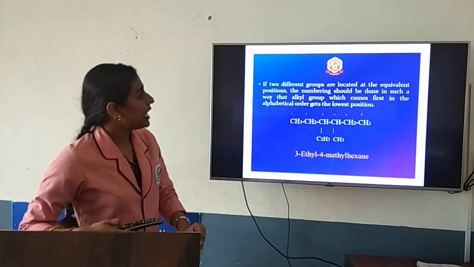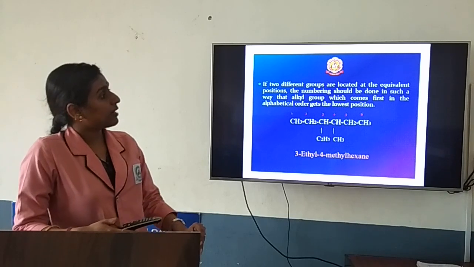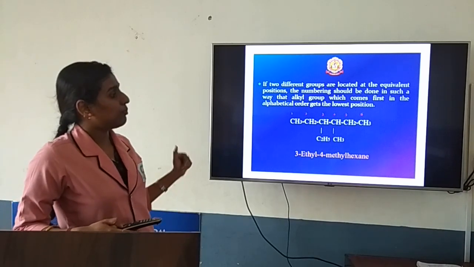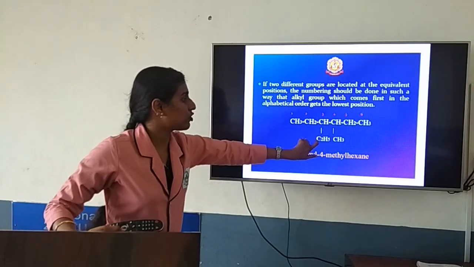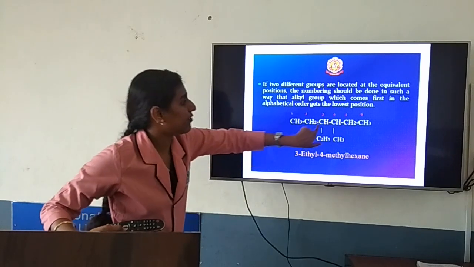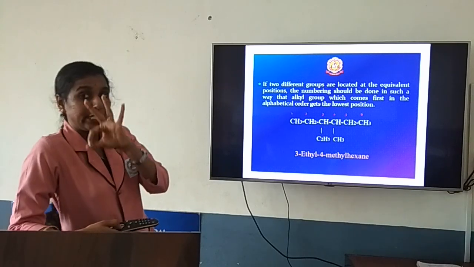Now, if two different groups are located at equivalent positions. So now, from this side, if you go, it comes at third. This group is present in third position, and that group is also present in third position.